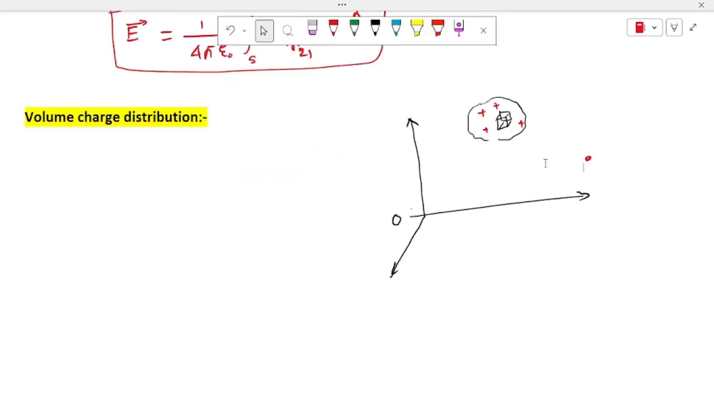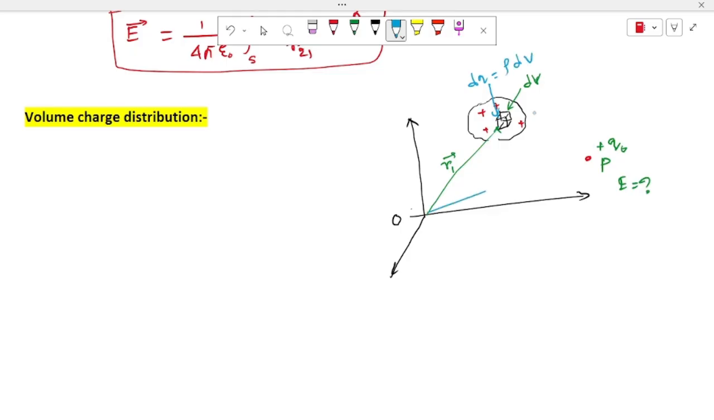Now volume charge distribution. When charges are distributed throughout the volume, in that situation, what is the expression of electric field at the point P? So here also we will take a test charge q naught. From the coordinate system, the position vector is r1 vector. We will take a small volume element, called dV. In this volume element, the charge is dq. So dq is equal to rho dV.